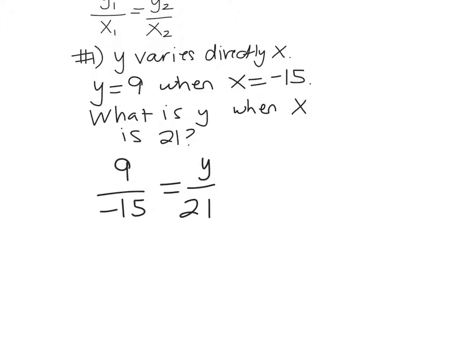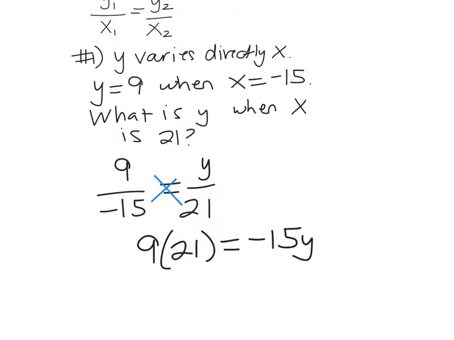And then you go ahead and you solve this. Do you know how to solve it? Yeah, you cross multiply. Perfect. You cross multiply. 9 times 21 equals negative 15 times y. They're going to be larger. You might want to get your calculator out. So 9 times 21, and then we'll divide by negative 15.